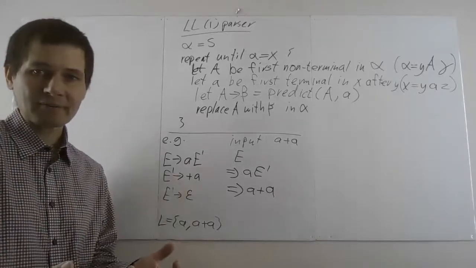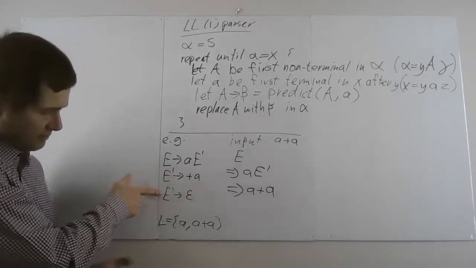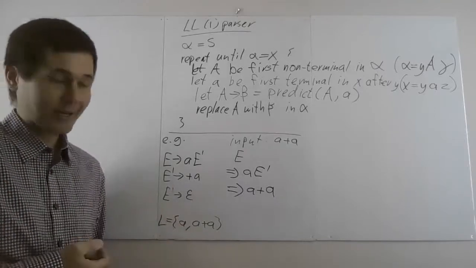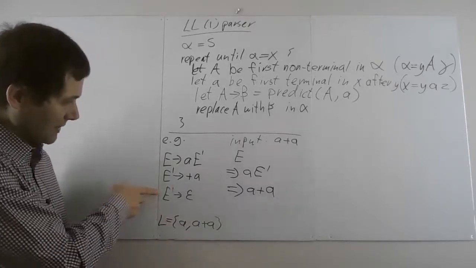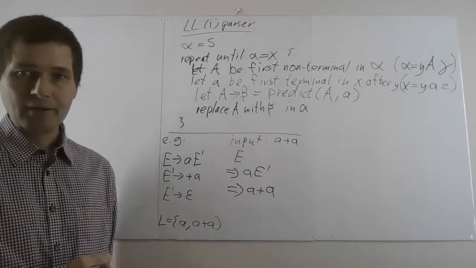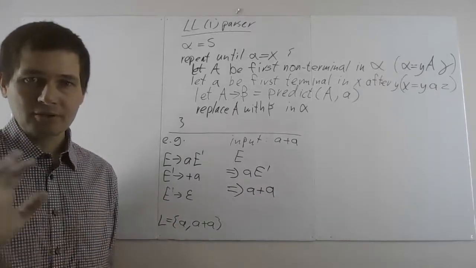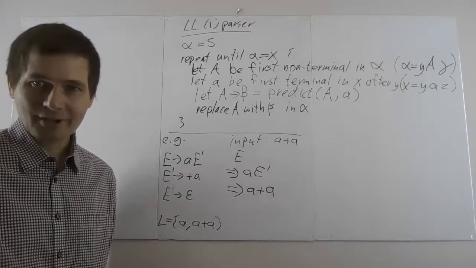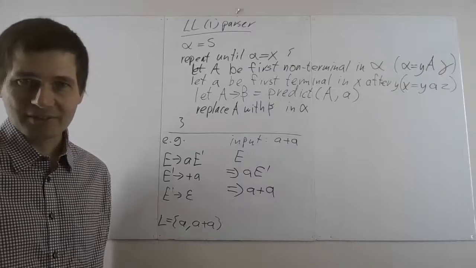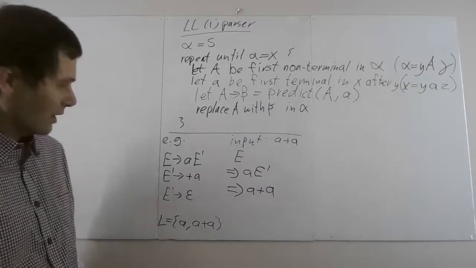But if there was ever a situation where picking this one was also the right thing to do, or a possible right thing to try, then this grammar would not be LL1, and I wouldn't be able to parse this. Okay, so any questions? Stop me if there's questions, or post in the chat. All right.